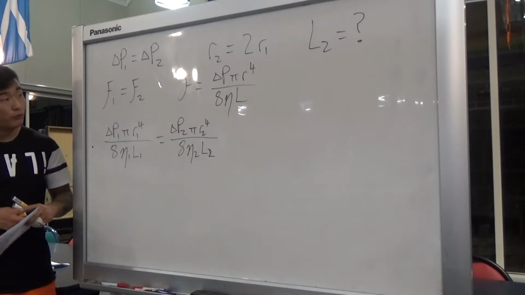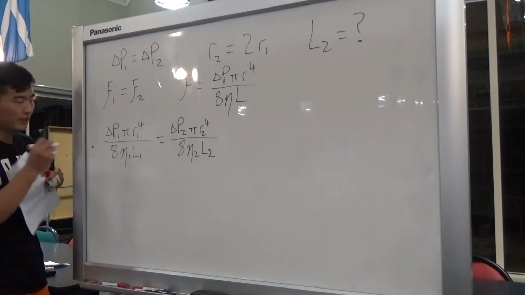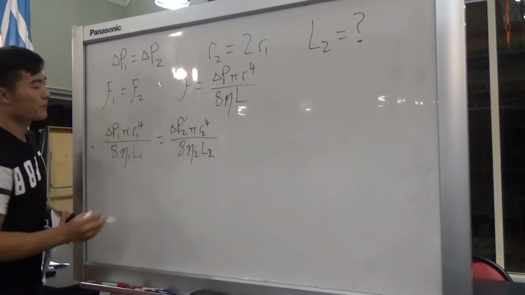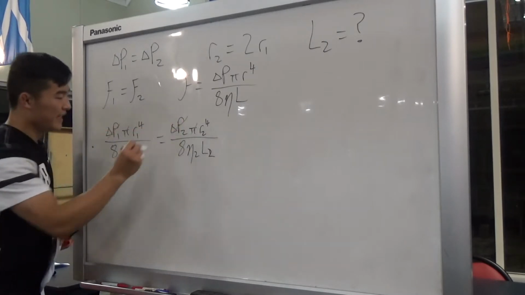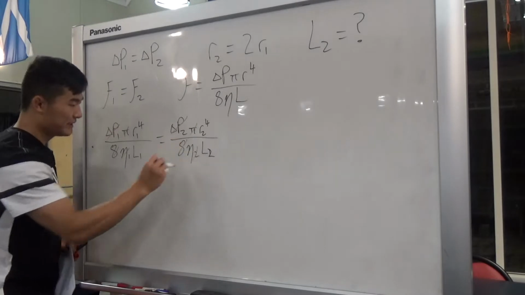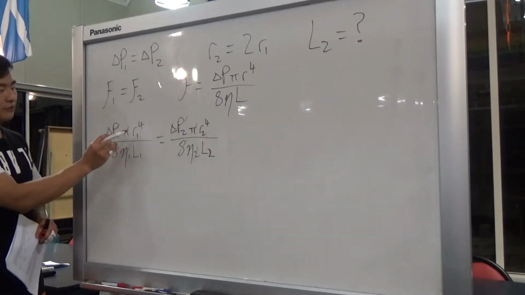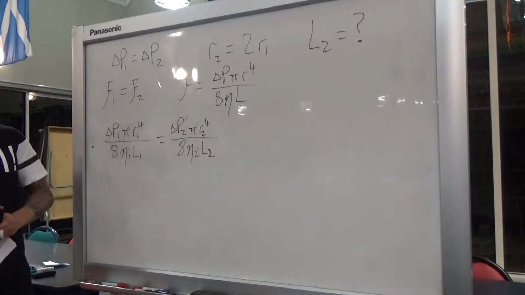And so we know that delta P1 and delta P2 are the same, so we can cross this one out. We know that pi is going to be the same. We know that 8 is the same. We know that the viscosity is the same because it's the same oil flowing through the pipes. So the only ones we have left are R and L.